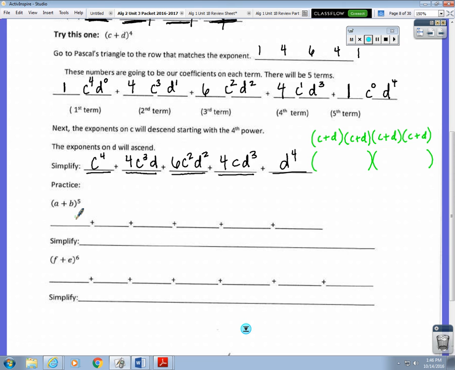Are y'all ready to try one on your own? Just give it a shot. It's not going to hurt you if you get it wrong. Just try it and then I'll go over it.